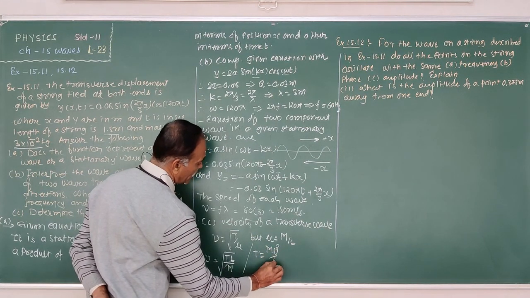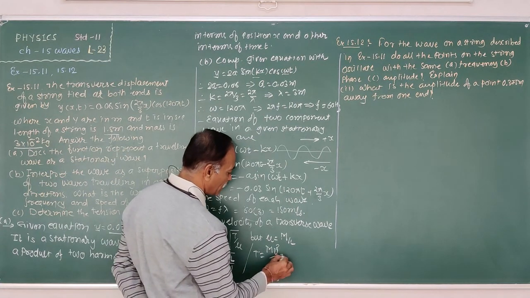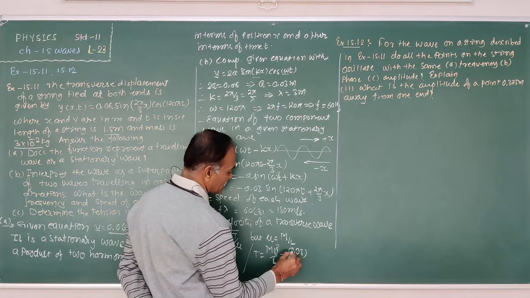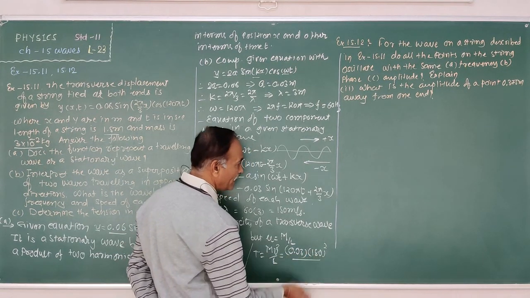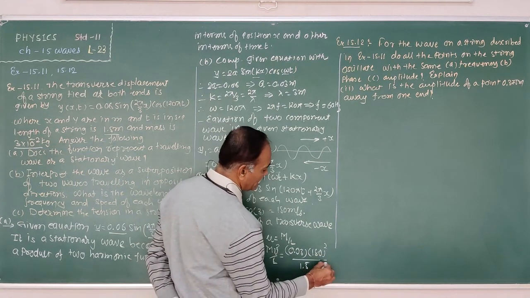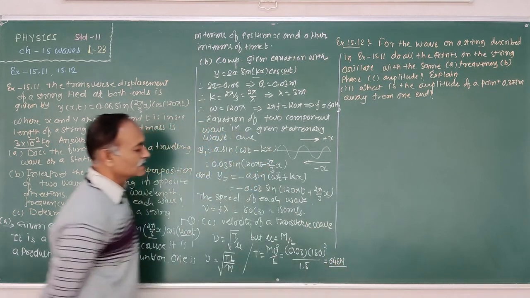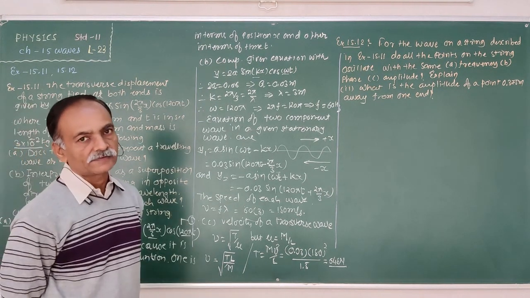Substitute the values of M, v, and L. So 0.03 is the mass, velocity is 180, squared, upon length 1.5 meter. Therefore, we obtain 648 Newton. Tension applied in the string is 648 Newton to produce this stationary wave.